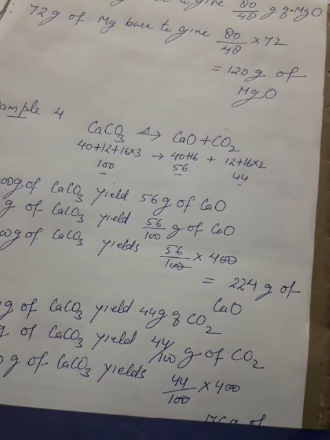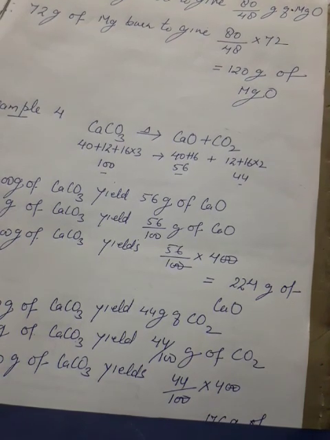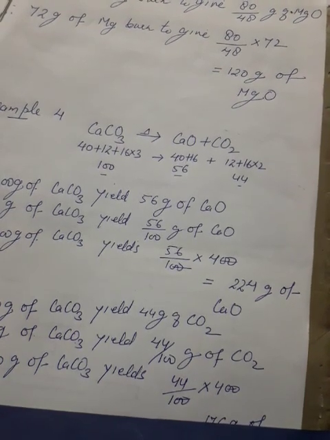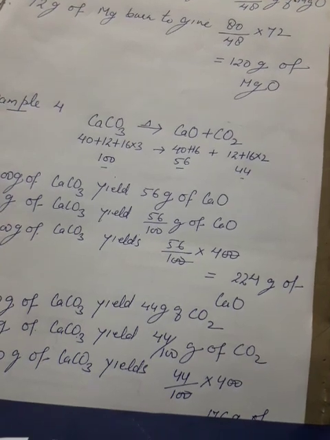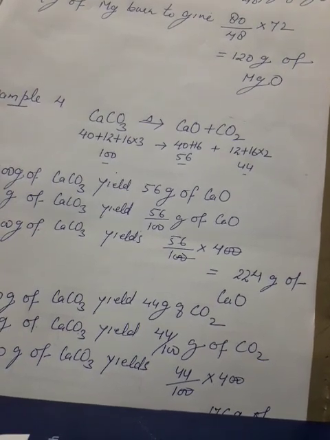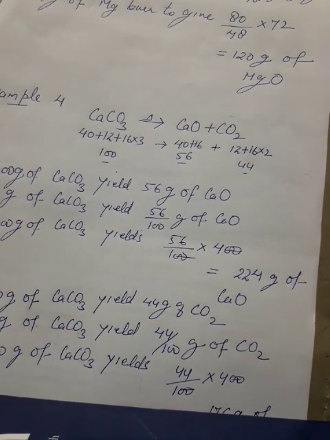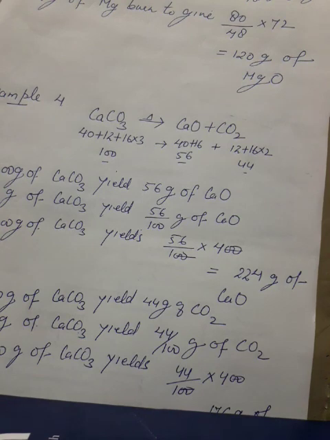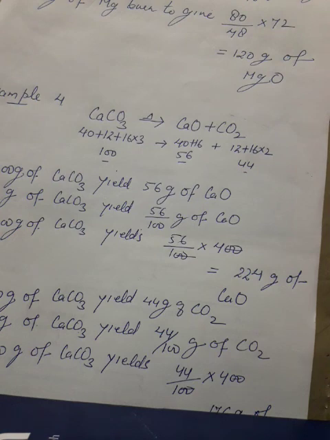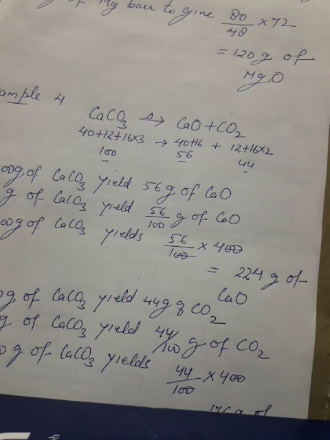So, when 72 gram of magnesium burns, it will produce what amount of magnesium oxide? How to calculate? 80 upon 48 multiplied by 72. So, what will be the answer? 120 gram of magnesium oxide. Okay. So, like that we can calculate different numericals. One more I will explain.